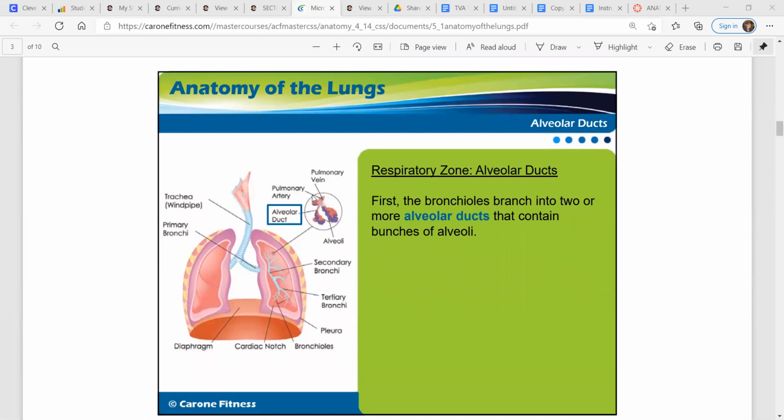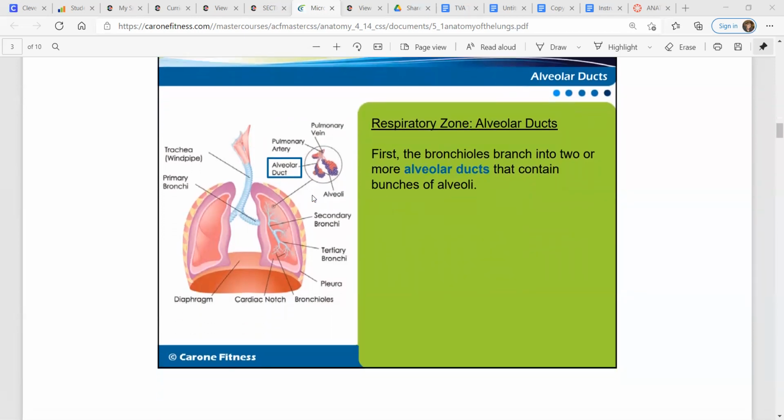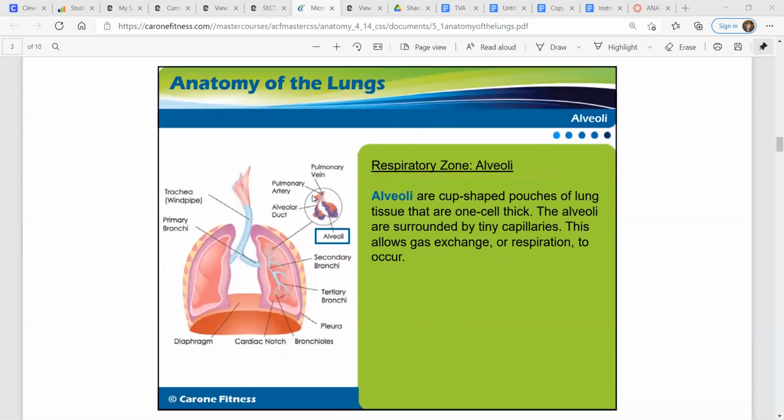Then there are the alveolar ducts. First, the bronchioles branch into two or more alveolar ducts that contain bunches of alveoli. Alveoli are cup-shaped pouches of lung tissue that are 1 cell thick. The alveoli are surrounded by tiny capillaries. This allows gas exchange or respiration to occur.